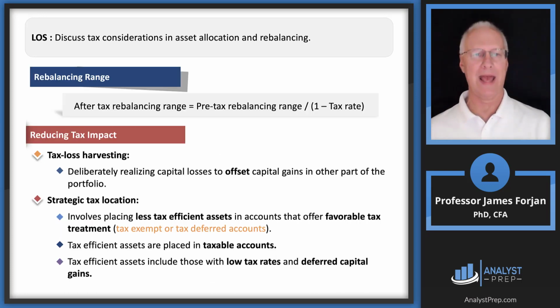So how about an after-tax rebalancing range? Well, this is just an equation that we've had for a long, long time, right? We're going to take that pre-tax rebalancing range and divide it by 1 minus the tax rate. We divide by 1 minus the tax rate in a host of Level 1 and Level 2 examples.